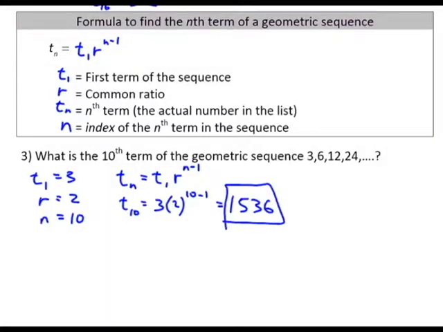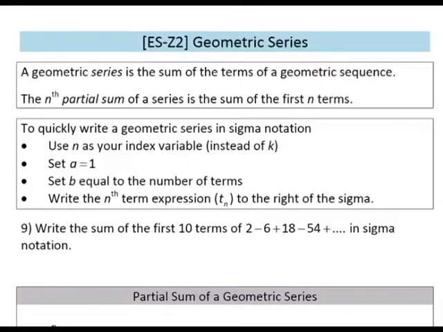Our next task, of course, is to look at what happens when we add them all together. A geometric series is a sum, in the same way that an arithmetic series is a sum of the terms of a sequence. And again, we'll be dealing with partial sums if we only add up part of a series.